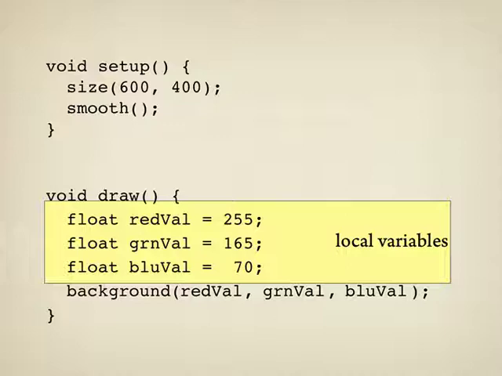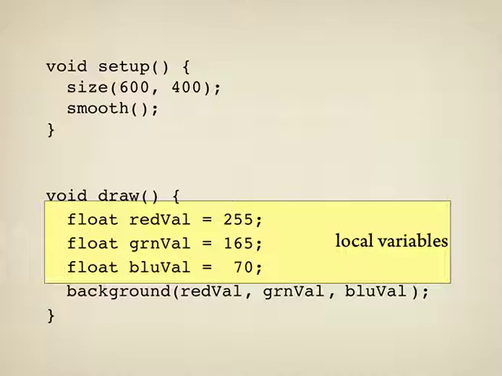If setup or some other routine tried to refer to red val, green val, or blue val, Processing would flag that as an error. It would say, I can't see that. Only code inside of Draw can see red val, green val, and blue val. This is both an advantage and a disadvantage. The advantage is we have encapsulation. Nobody else in the program can scribble or change the values of red val, green val, and blue val. The disadvantages, though, are: nobody else can change red val, green val, or blue val. If some other function wants to modify these values, it can't do it because no other function can see these.